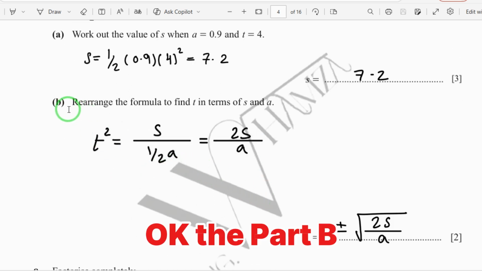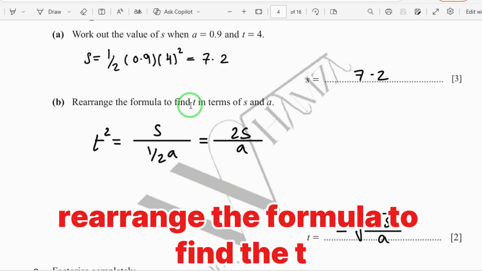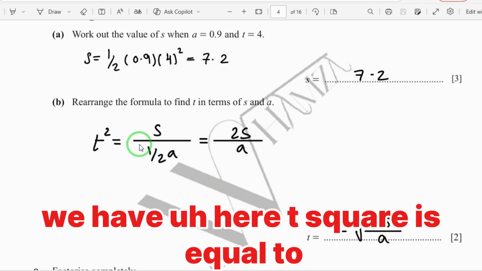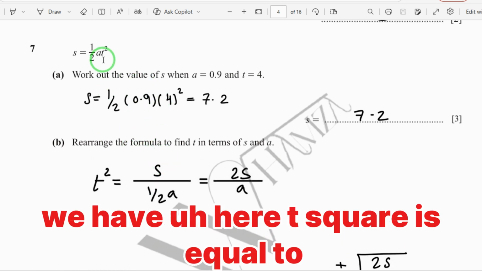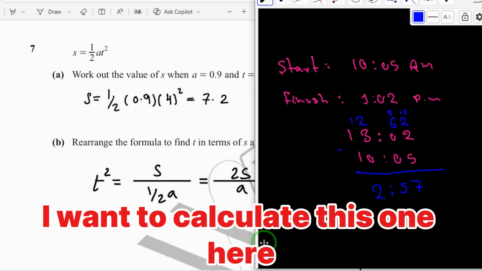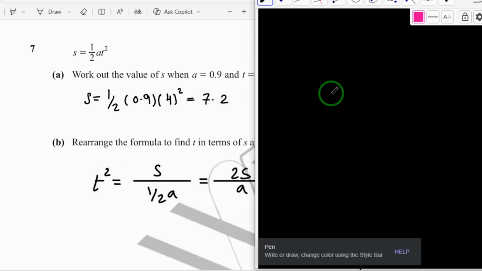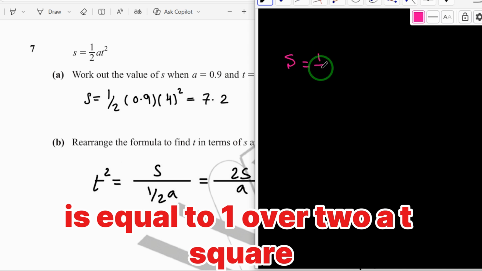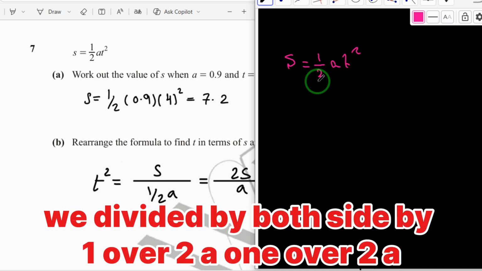Okay, part B: rearrange the formula to find t in terms of s and a. We have s equal to 1 over 2 a t square. We multiply both sides by 2. I want to calculate this one here.